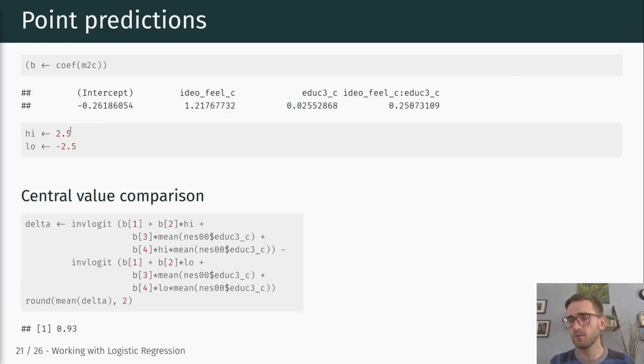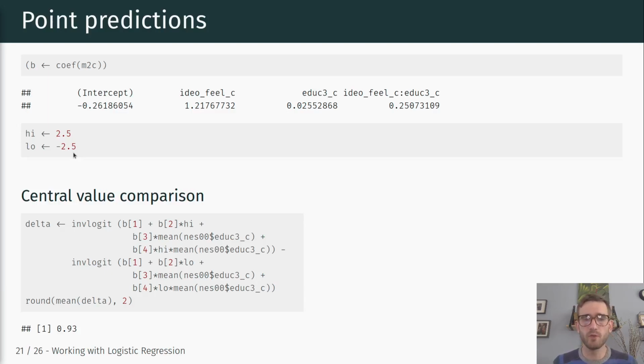The first thing we do here is we set our values for the comparison in ideology. In our case here, we look at a comparison between the feeling thermometer being equal to 2.5 versus minus 2.5, okay? So keep in mind here we're using this rescaled feeling thermometer, which ranges from -5 to +5, right? So this is a halfway change from minus 2.5 to 2.5 in a scale that ranges from -5 to 5, okay? So this is a reasonable change in one of the predictors.